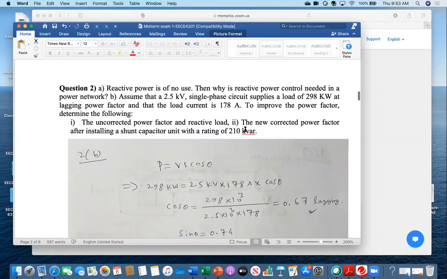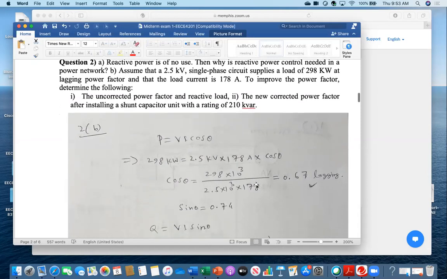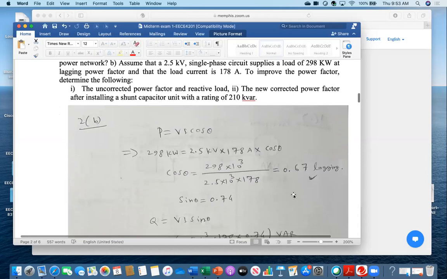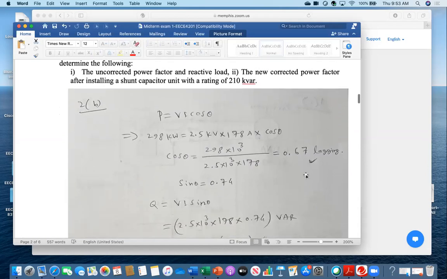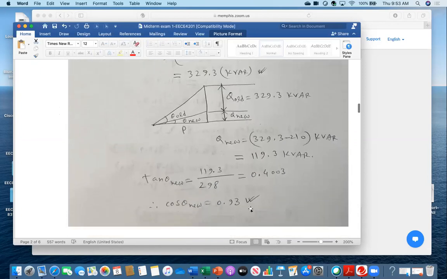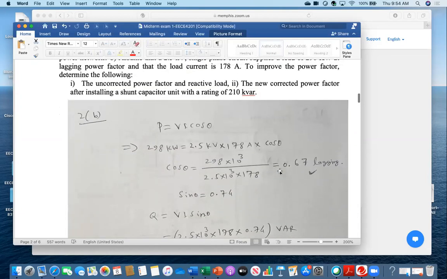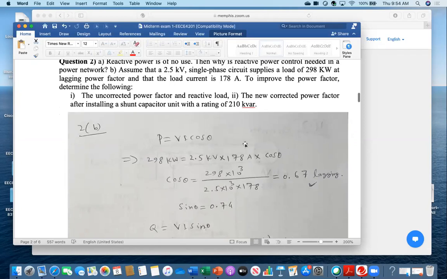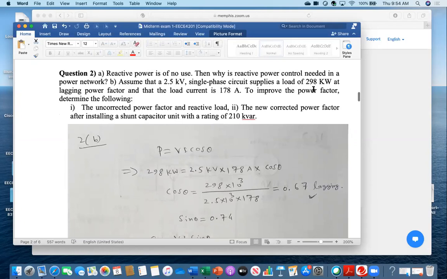And then question number 2, again, most of you have done properly, but in some cases you got different results. I don't know why, especially this power factor. Instead of 0.93, some of you have got 0.98. So I don't know where you made the mistake. Therefore, once again, quickly have a look. First, you see that the load power is given as 298 kilowatts.